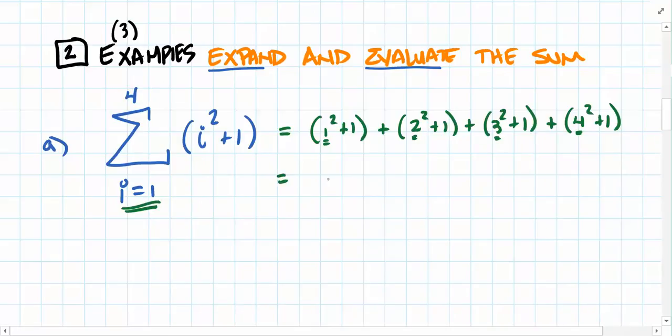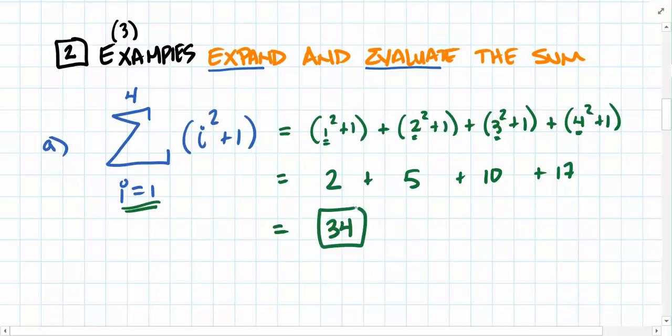1 squared is 1, plus 1 is the number 2. 2 squared is 4, 4 plus 1 is the number 5. 3 squared is 9, 9 plus 1 is the number 10. 4 squared is 16, 16 plus 1 is the number 17. Then all I have to do is add these up together. 2 and 5 make 7, and 10 make 17. 17 and 17 make a grand total of 34, and we have completed example A.